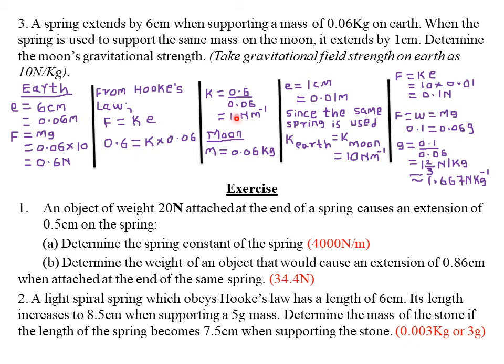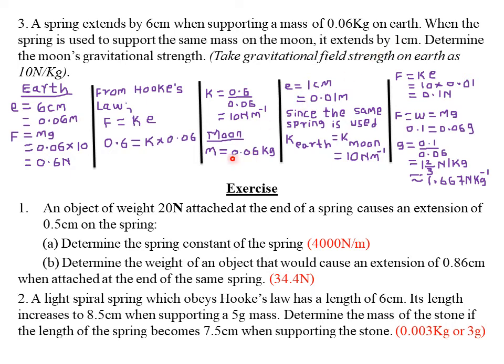So we already have the K. Let's look at the values on the moon. They are referring to the same spring, which means the spring constant is actually the same. So when the spring is used to support the same mass on the moon, it extends by 1 centimeter. So the extension now is 1 centimeter.